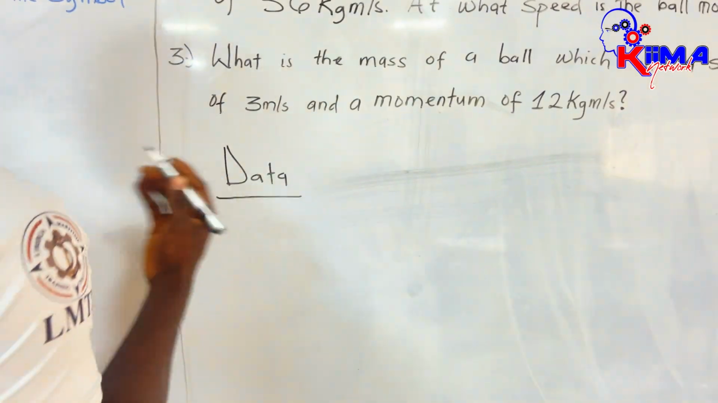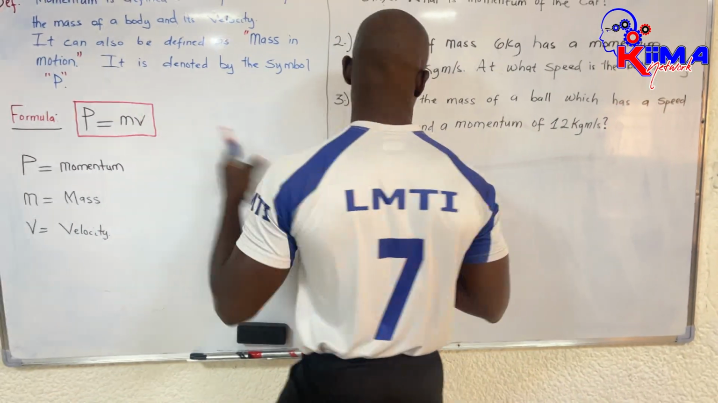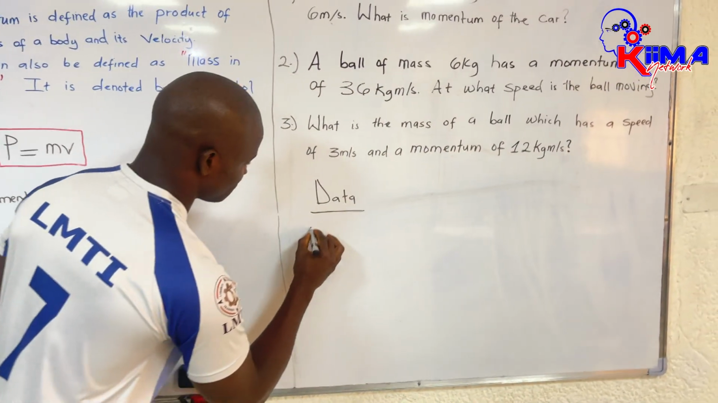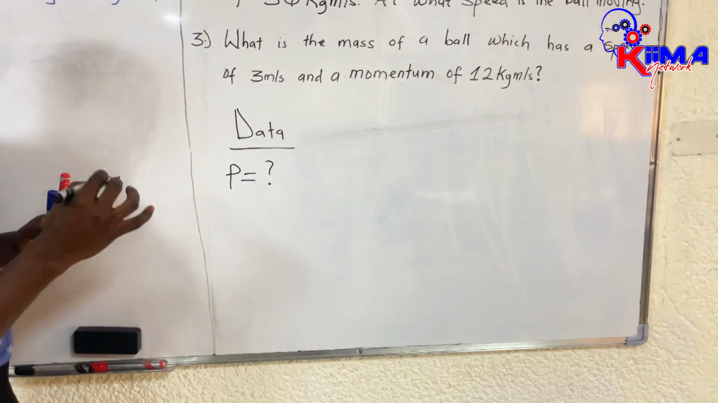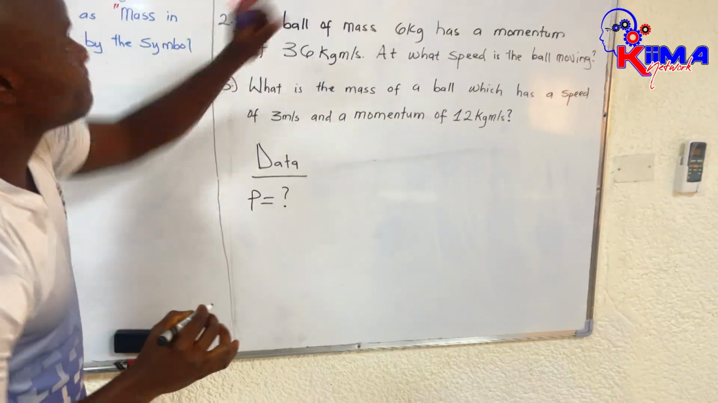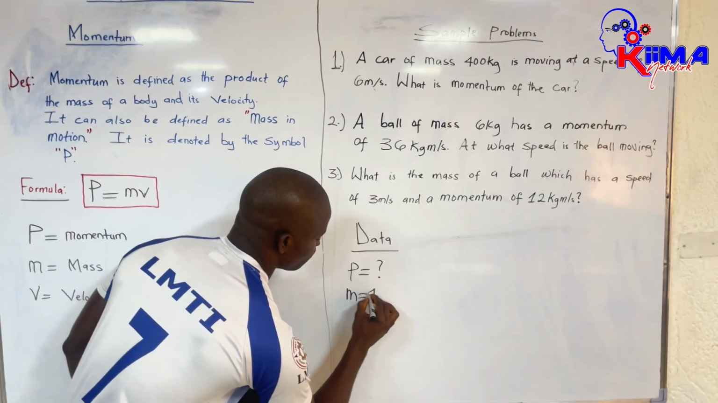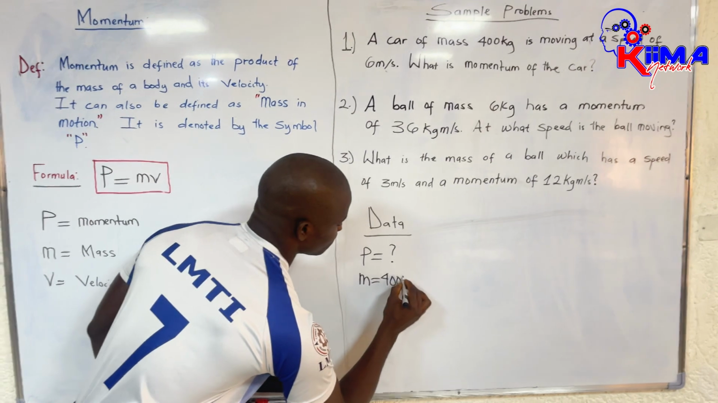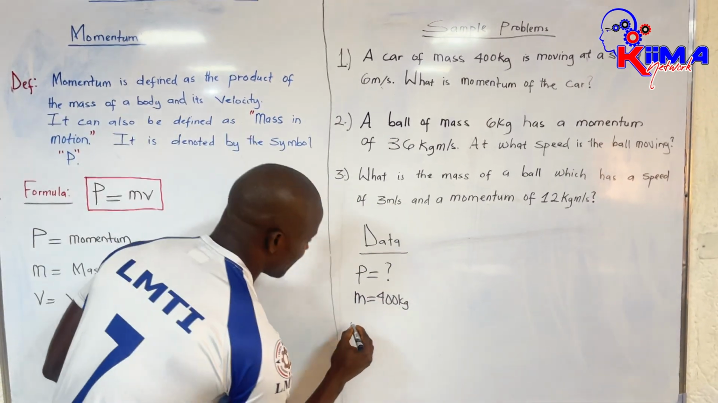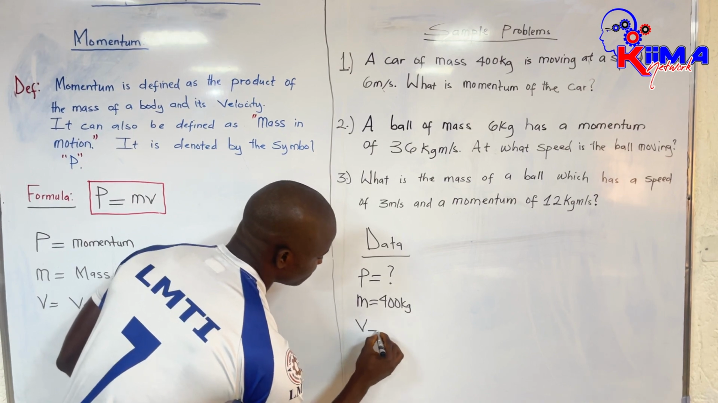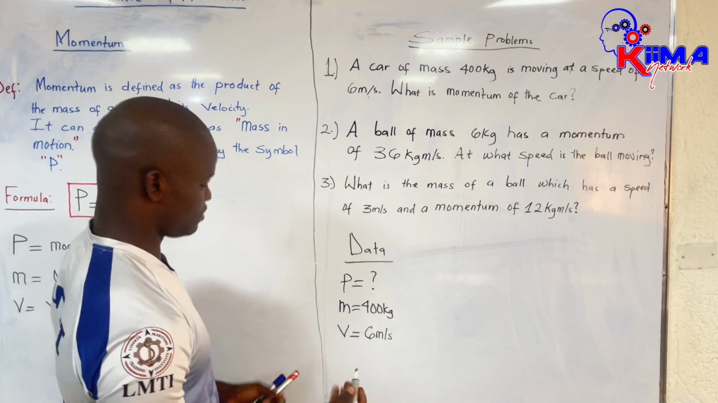We know the formula of momentum says P equals M times V. So what is the momentum? P is what we want to find, so P equals question mark. The mass M equals 400 kg. And then the velocity of the car V equals 6 meters per second.